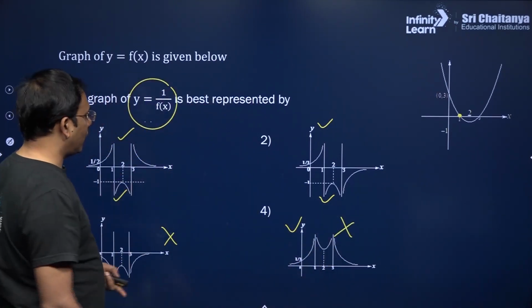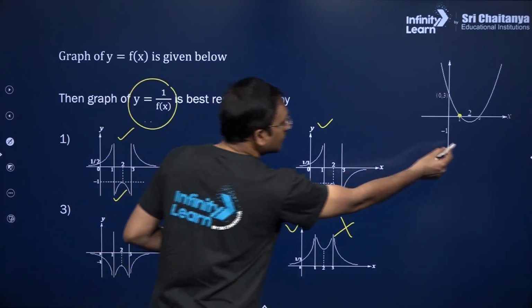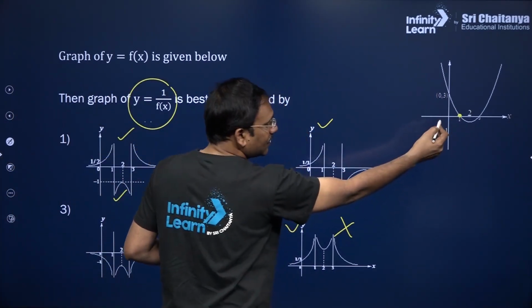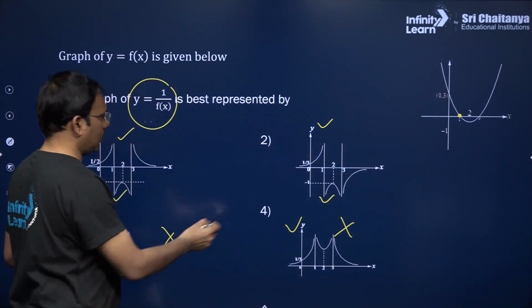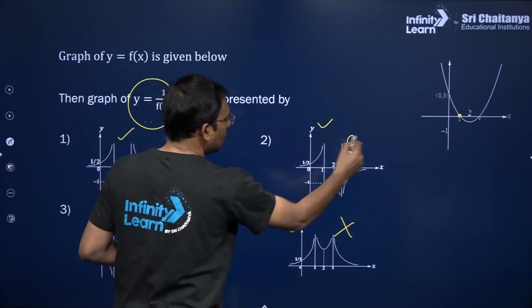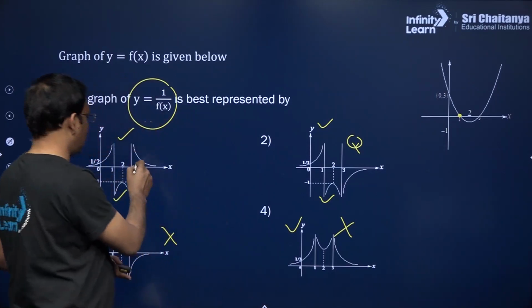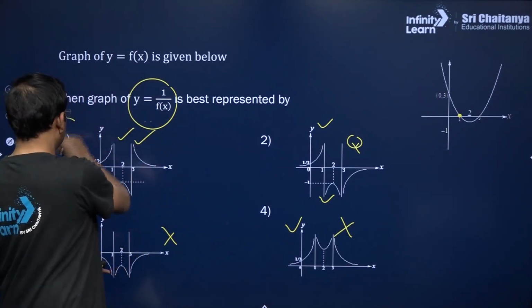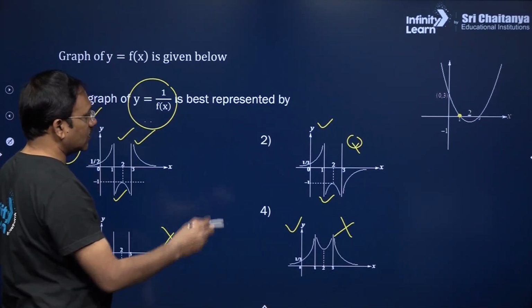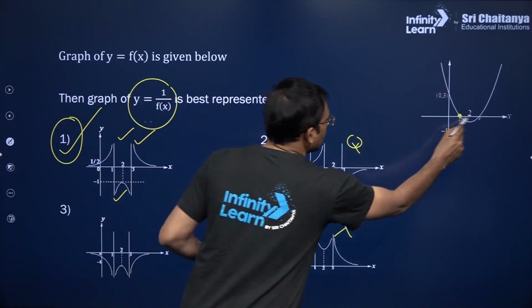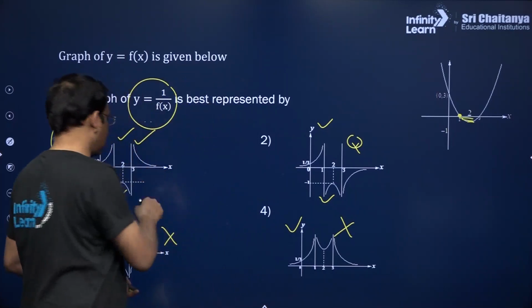In these two, my dear friends, you just see at 3 left hand limit it is going to be minus infinity, right side should be plus infinity. You see, it failed here. 3 right side it should be at plus infinity, you see, it is okay. So, first option is the right answer, my dear friends. Moreover, you can say here negative numbers reciprocal, you are going to get negative itself.